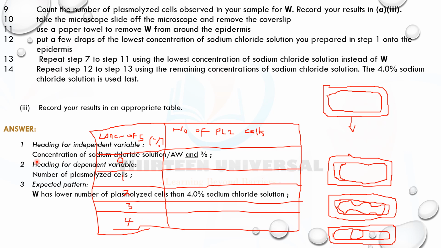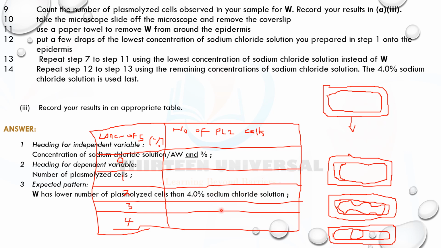So you see, there must be a heading for the independent variable. That's concentration of sodium chloride solution, concentration of S. Heading for the dependent variable, number of plasmolyzed cells. That's 1 mark. The next mark is the expected pattern. The expected pattern is that as the concentration increases, the number of plasmolyzed cells must increase. So concentration is directly proportional to the number of plasmolyzed cells. W, which is water, which is 0, has a lower number of plasmolyzed cells than 4%.